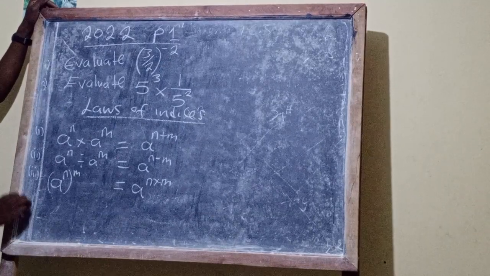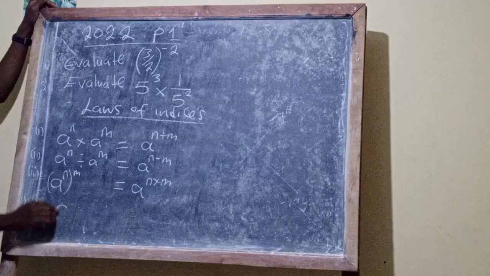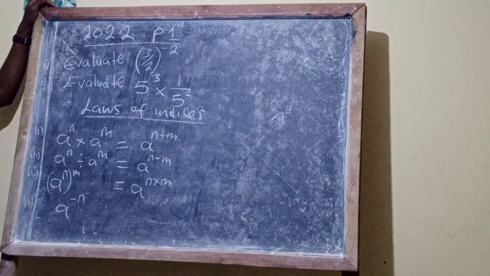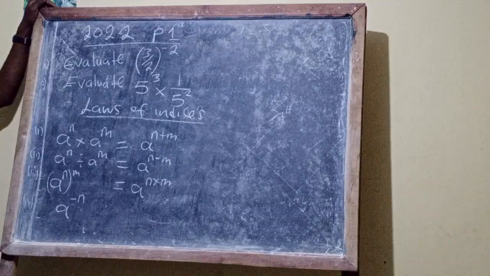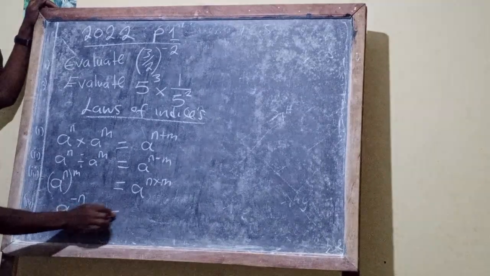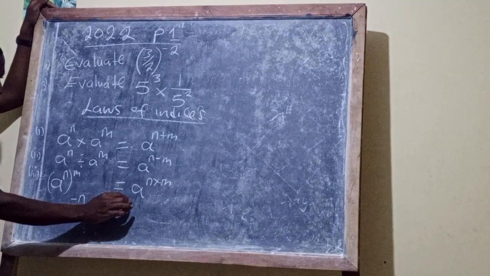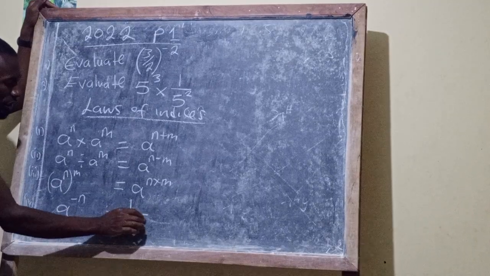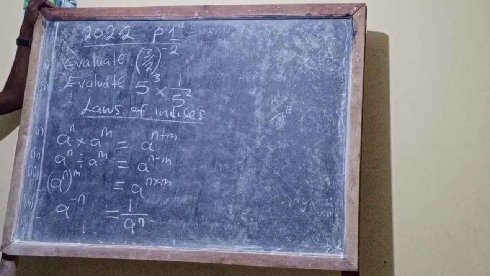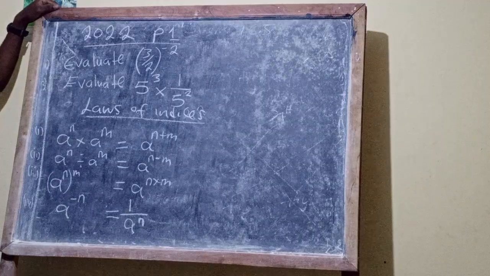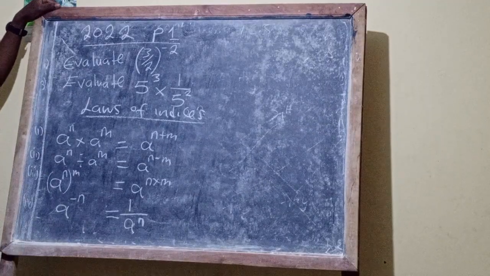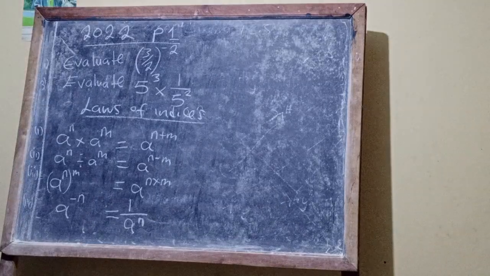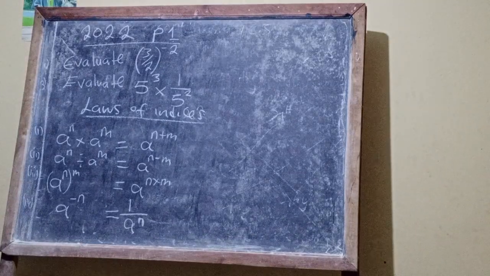The other one is when you have a to the power negative n. This is called a negative index. So when you change this into a positive index, you are going to have 1 over a to the power n. Yeah. So these are just some of them. Others we will look at as we answer some of these questions.